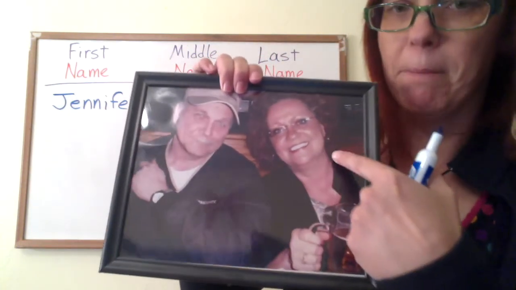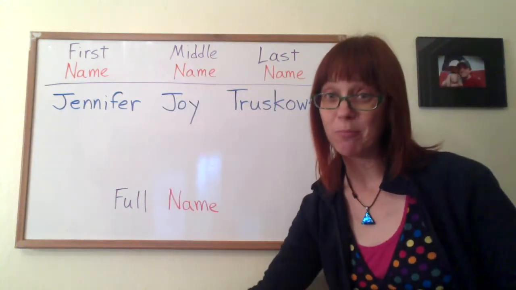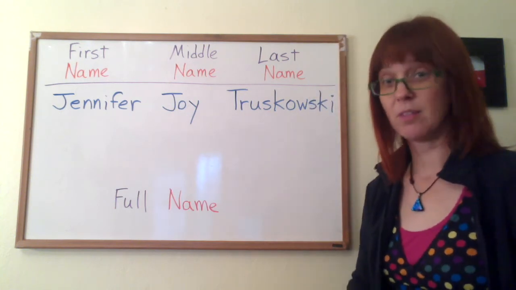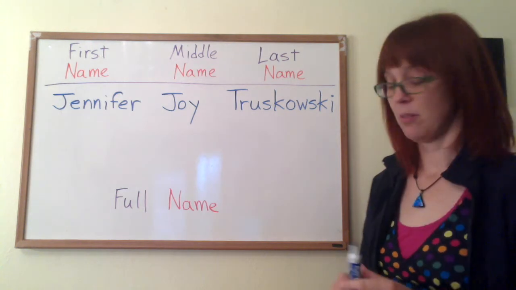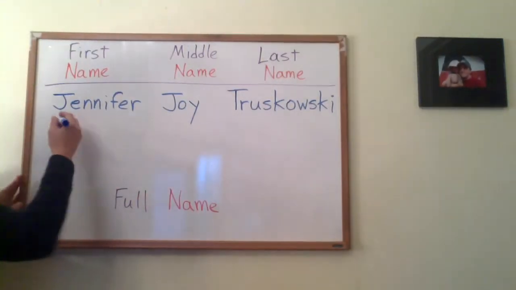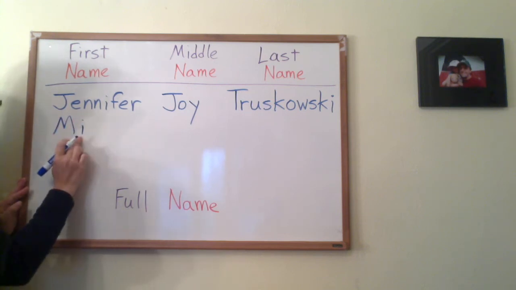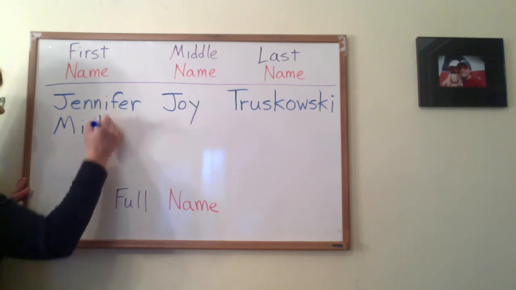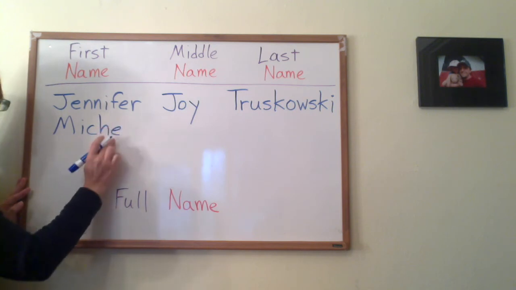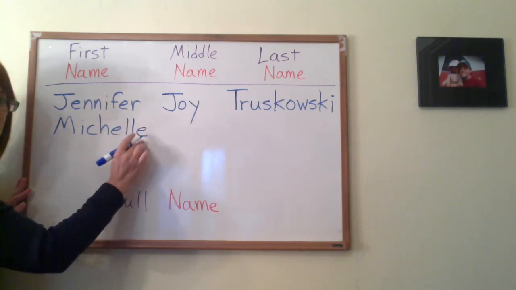These are my parents. This is my mom, my mother. This is my dad, my father. My mother, her name is Michelle. Her first name is Michelle. That's M, I, C, H, E, L, L, E. Michelle.